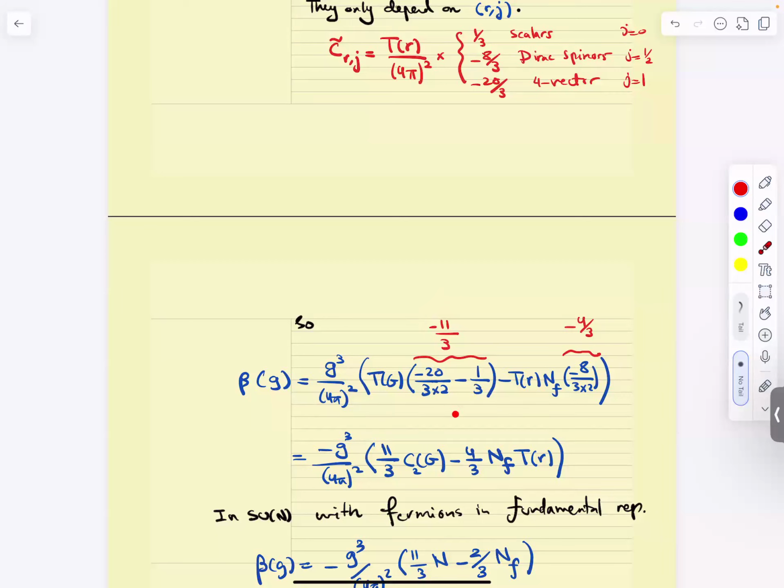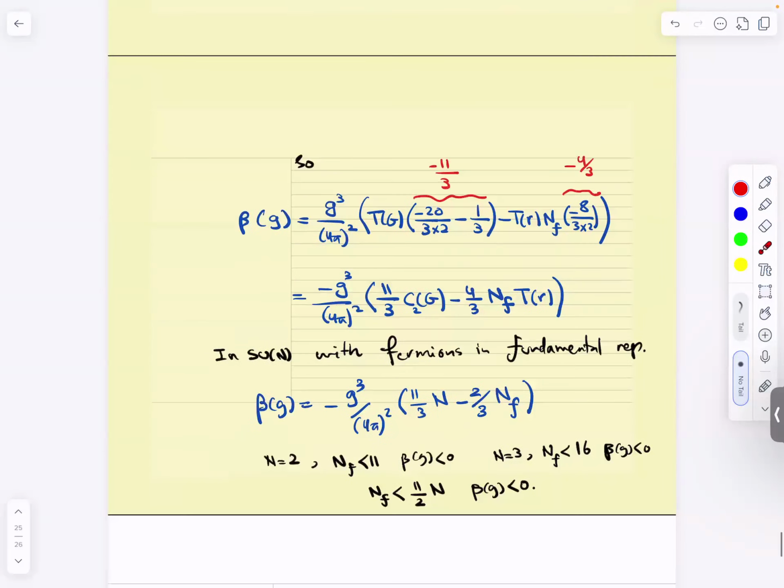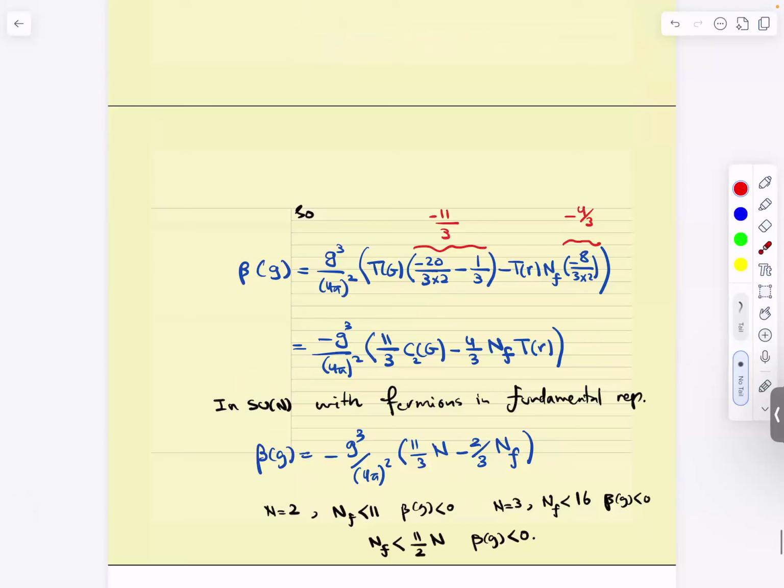So the ghost and anti-ghost combine with the gauge field to give you, taking the minus out, minus g cubed over 4 pi squared times 11 over 3 C2 of G, minus 4 over 3 n_f T of R. So now this formula gives you exactly what the beta function is in terms of the number of fermions that transform in some representation R and the gauge group. This is the adjoint, right?